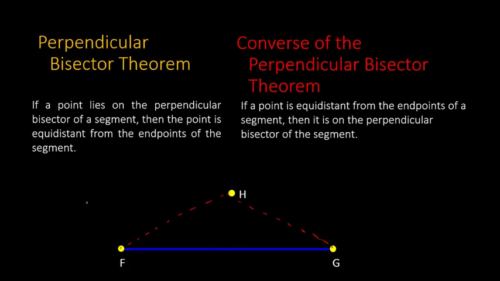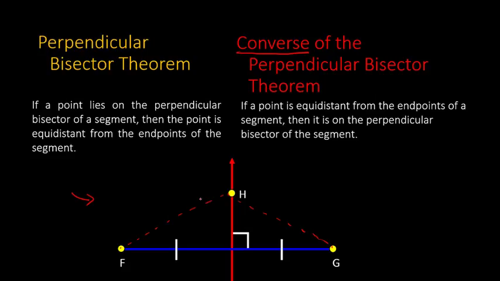It's kind of like flipping the order, because before, this is something we were making the conclusion about. For the converse, this is what we're starting with. So I've got this point H, and I'm saying it's equidistant from points F and G, which form a line segment. Well, then it stands to reason that this point H must lie on the perpendicular bisector of the segment.